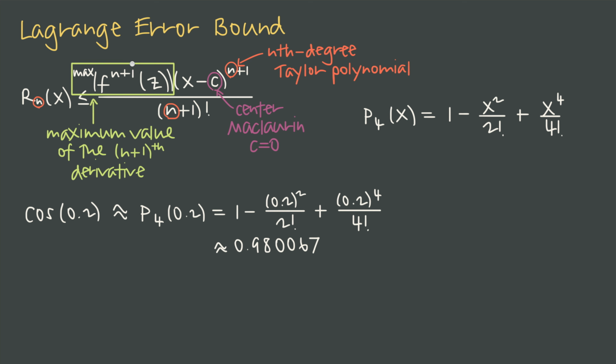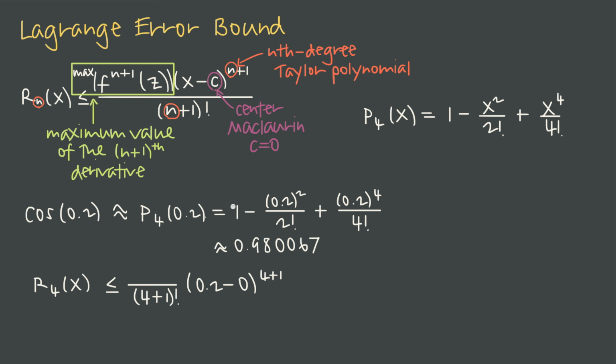And then this big thing here at the front of the numerator, which is by far the most difficult part of calculating Lagrange error bound, is just going to be the maximum value of the n plus 1th derivative. So let's plug in the rest of this Lagrange error bound formula and then deal with this maximum value at the end. So here's what that's going to look like.